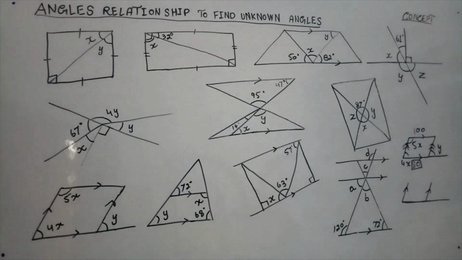Now we will use another theorem. It is the corresponding angles theorem. So what does this theorem say? This theorem says that the corresponding angles are equal to each other. What does corresponding angle mean? Actually, I have told all of these theorems in the previous video, so you can go and watch them.